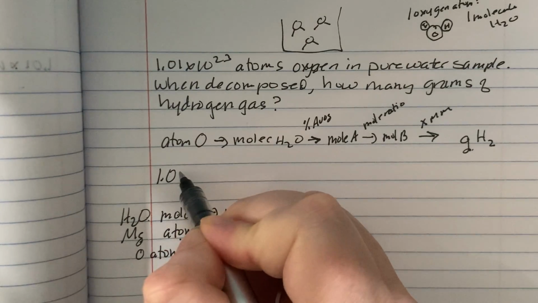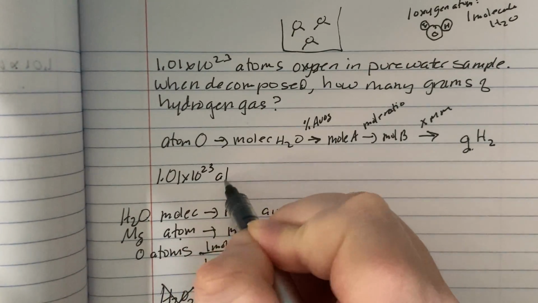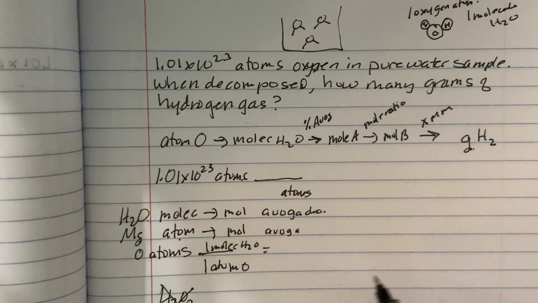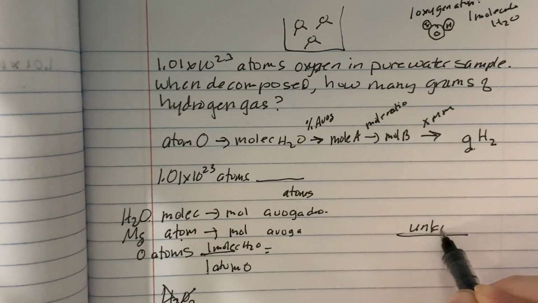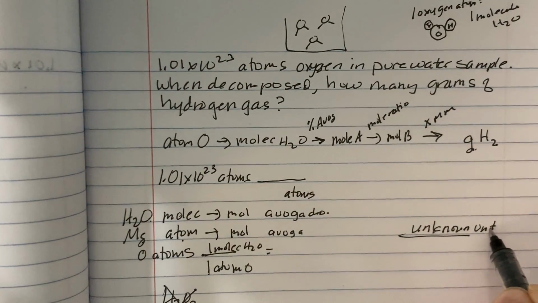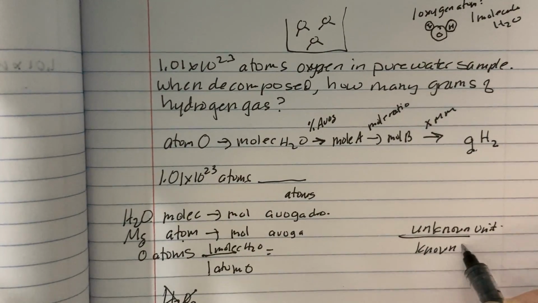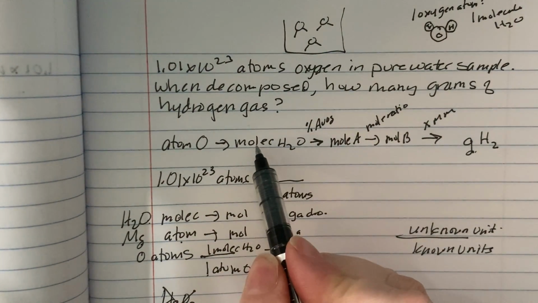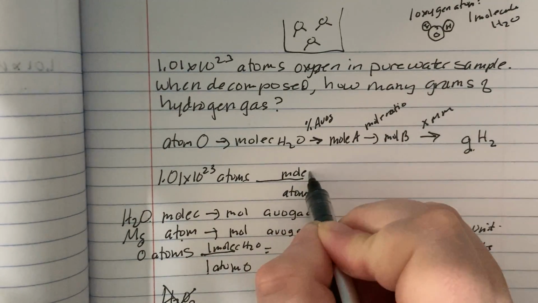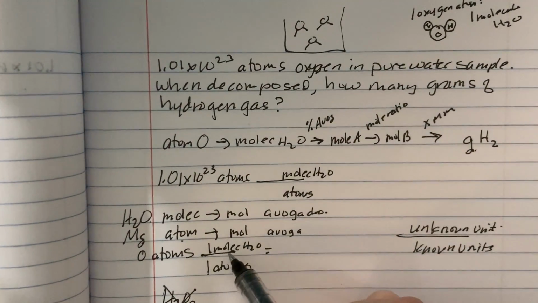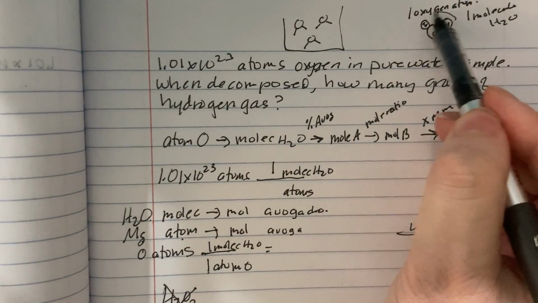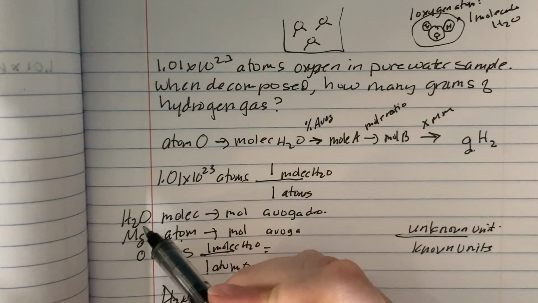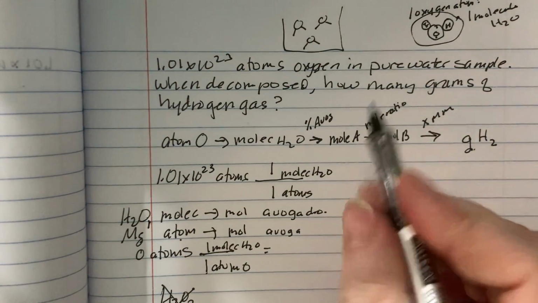Atoms of oxygen, 1.01 times 10 to the 23 atoms. Okay, atoms goes on the bottom because it's what we know. Remember, it's always unknown units go on the top and known units go on the bottom so that we can cancel. We know we have atoms, so atoms goes on the bottom. Where do we want to get to? Molecules. So molecules of water goes on the top. There is one molecule of water for every one atom of oxygen, H2O, one oxygen.